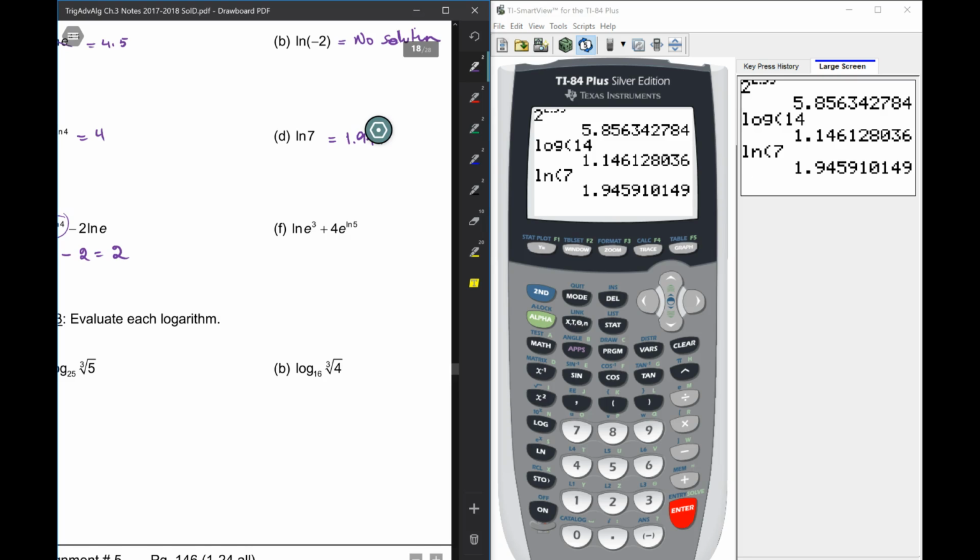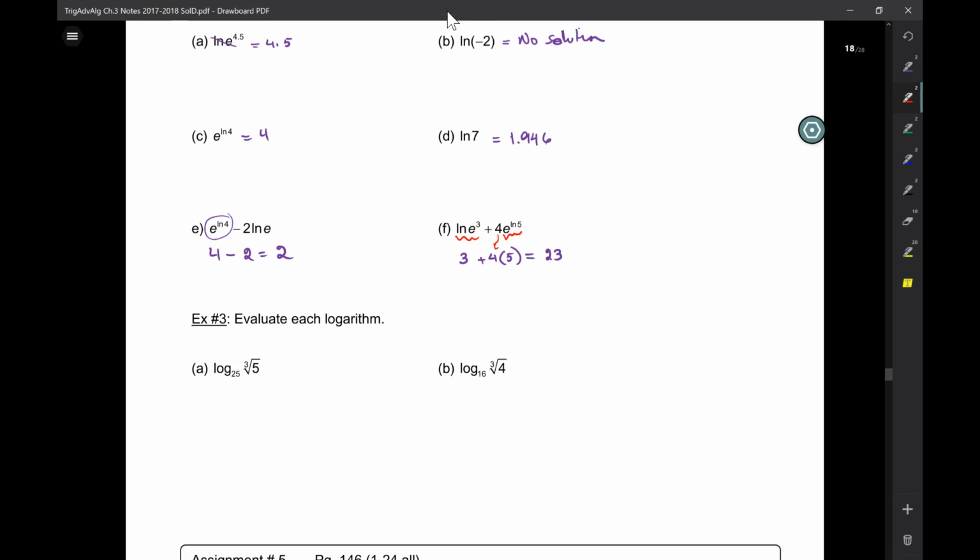Okay. Wait, don't do it yet. So this part gives us a 3. From here you have a 4 times a 5, so that's 23. All right? Because it's 4 times e to the ln of 5, which is 4 times 5.